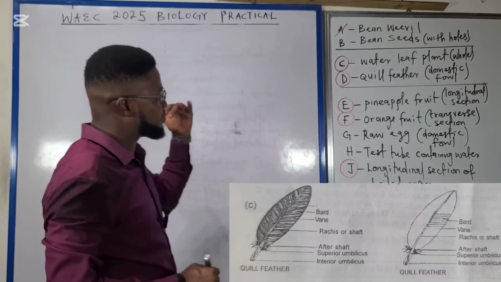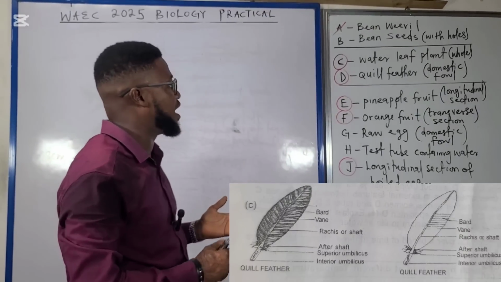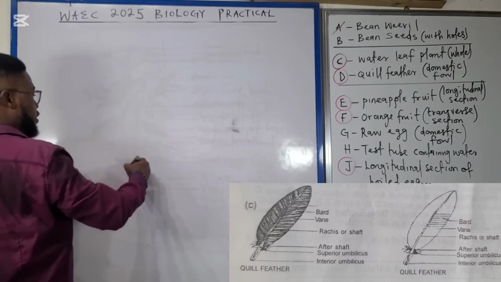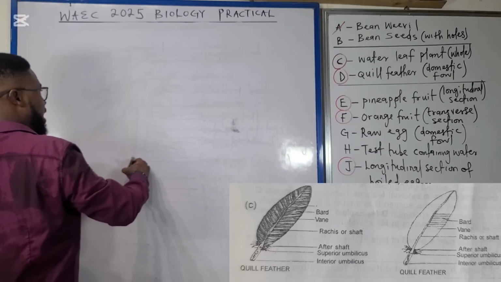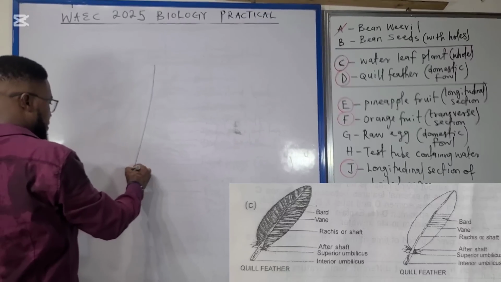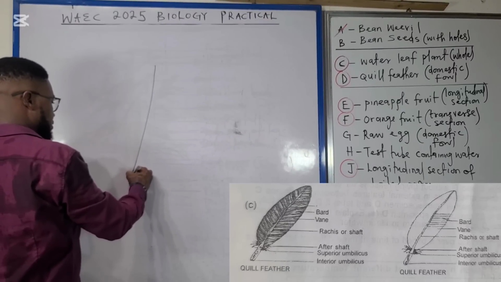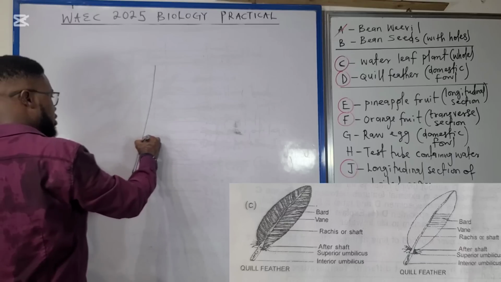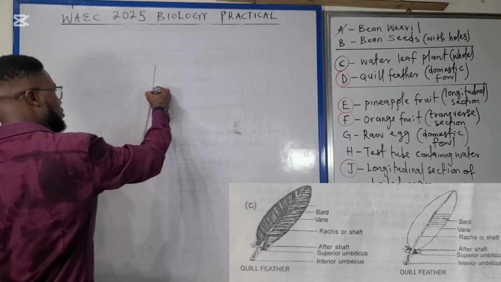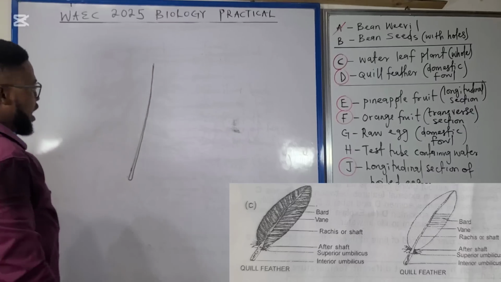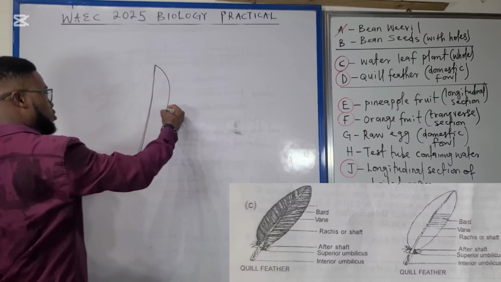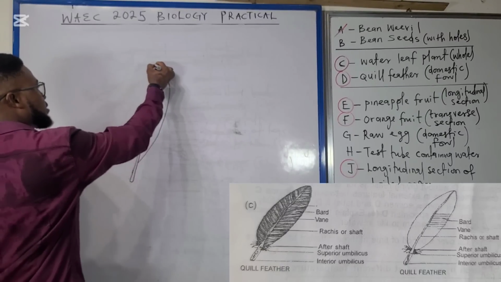So next up is specimen D, talking about quill feather. We might likely get that. So how do we go about the drawing of the quill feather? We're going to have a plan like this. When we go up like this, and then at the base, let's have something like this. Then as we go up, it should get slender, until we have something like this. And then at the top, we have to go something like this.